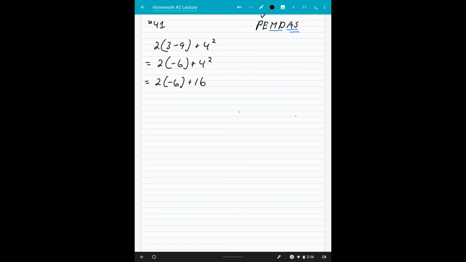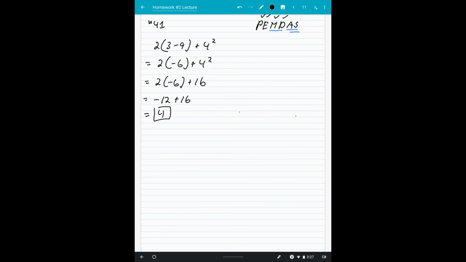So parentheses is done, exponents is done. Multiplication and division are next. See, multiplication, 2 times -6 makes -12. No more multiplication and division. Now you just have to add them up, and that makes 4. So there's going to be some PEMDAS problems like that, illustrating the order of operations.